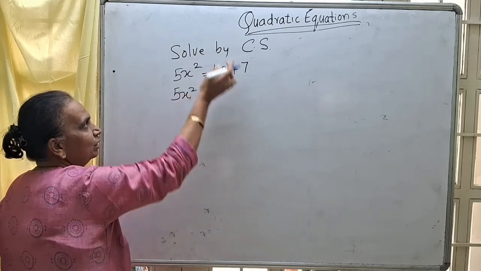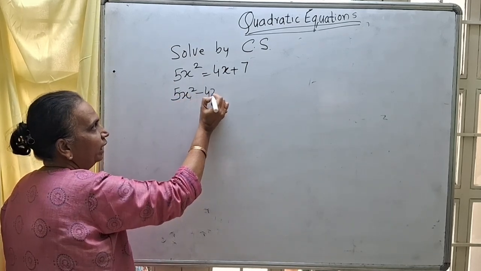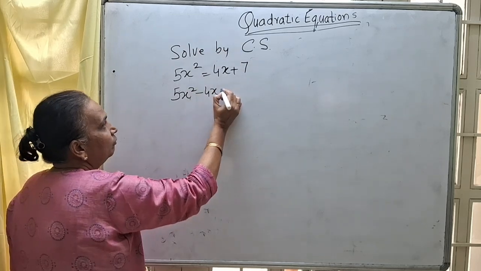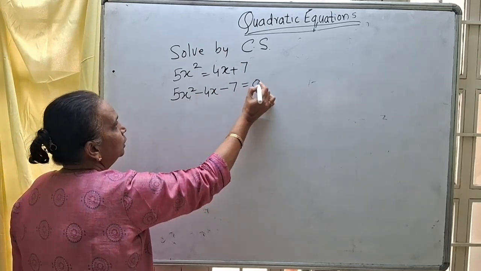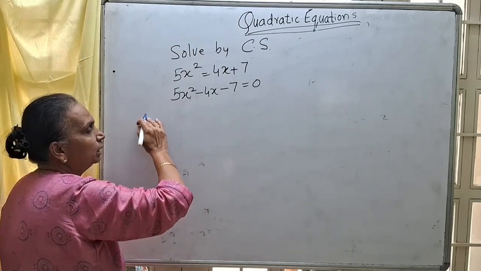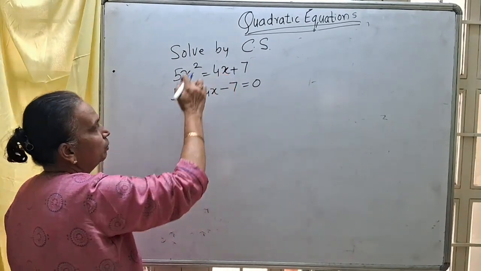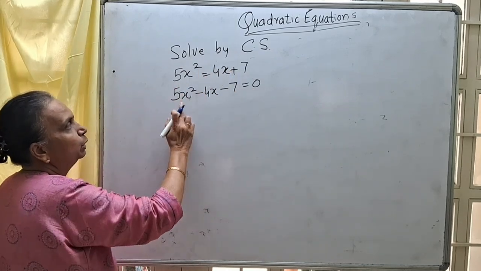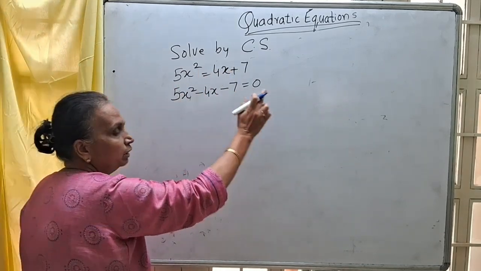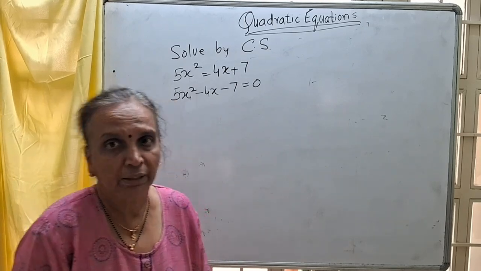5x square, this will come here, it will become minus 4x. This will come here, that will be minus 7 is equal to 0. When it comes to the left hand side, at present it is on the right hand side, plus will become minus, plus will become minus. So 5x square minus 4x minus 7 is equal to 0. Now it is in the standard form.